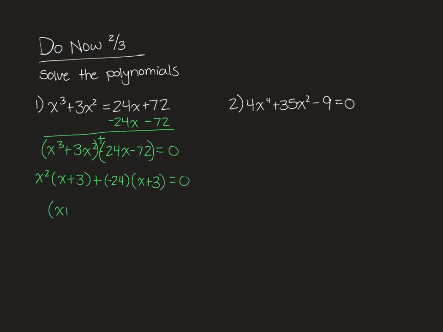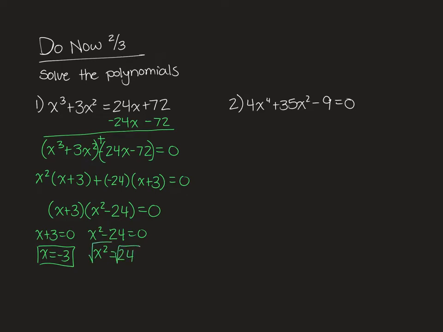So one of our factors is going to be x plus 3. The second one is x squared minus 24. Now, make sure that this is factored completely. We cannot factor x squared minus 24 any more than that. So now we set each factor equal to 0 and solve for x. So x plus 3 equals 0, subtract 3 from both sides, you will get x is equal to negative 3. That's your first solution.